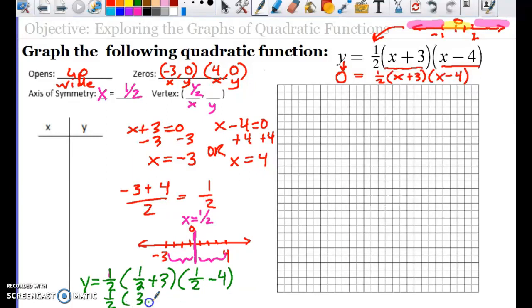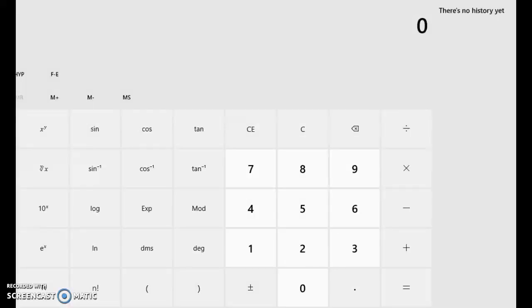You should see quickly that I'll get 1/2. This is going to be 3.5, and this is going to be -3.5. I have to multiply those together, so I'm going to do that with my calculator here, so one moment. Now you see I've popped up a calculator. My first part was 1/2, so I'm going to do 1 divided by 2. Okay, that's 0.5 times 3.5 times negative 3.5. My answer is negative 6.125, which is negative 6 and 1/8.